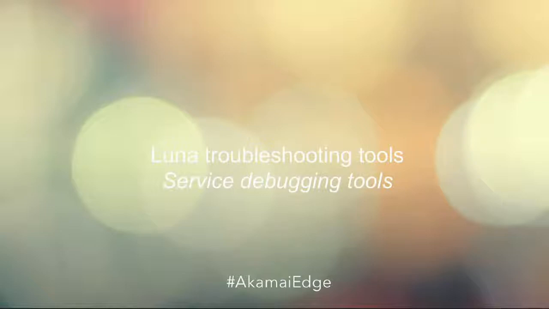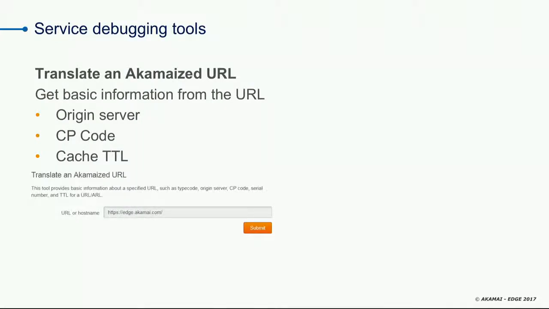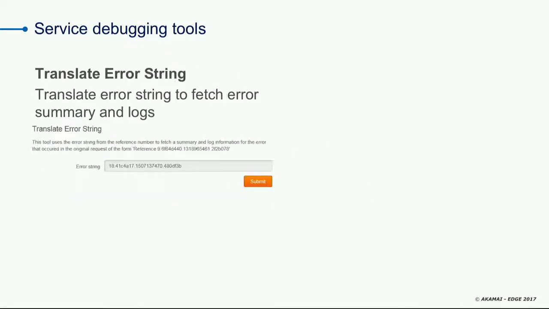In this section, I'm going to talk about service debugging tools. These are different sorts of tools which allow you to check your Akamai services. The first tool we are going to talk about is translating Akamai's URL. This tool, as an input, takes a URL or host name, and for that particular host name, provides the origin server hostname, CP code, and TTL. We highly recommend using the exact URL here, because the origin host name and CP code could be different depending on the URL. And if you provide just the host name, you would see the default origin server host name as the output. You also can download results.